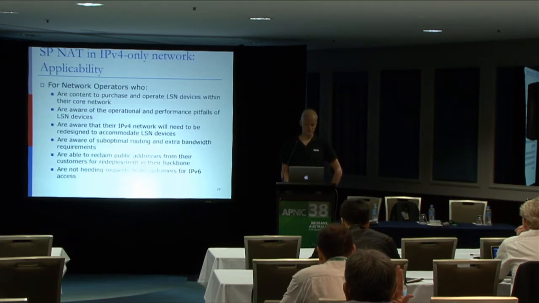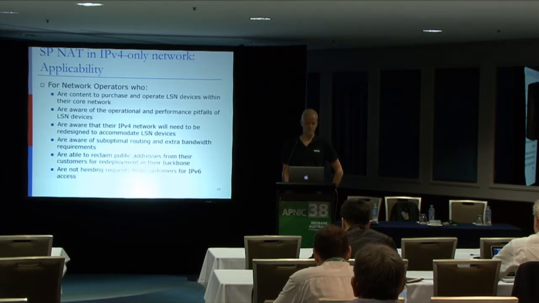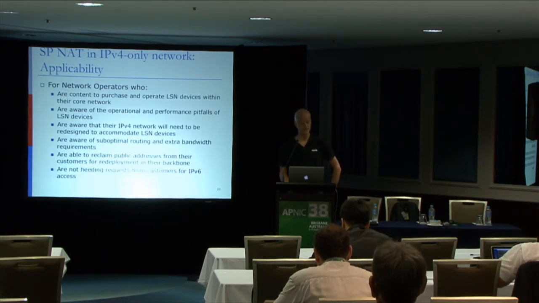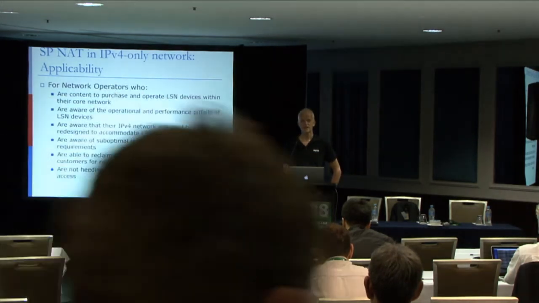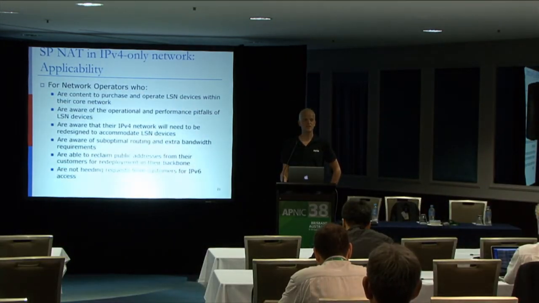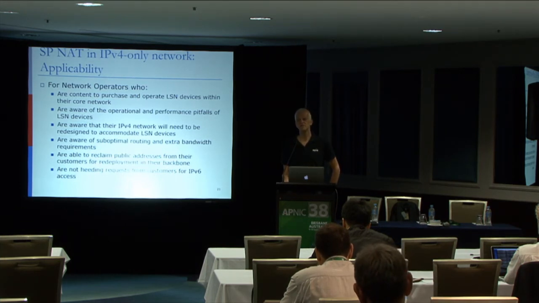So where is this useful? Operators who are content to purchase and operate large-scale NAT devices within the core network. I have talked about the operational issues, performance pitfalls. If you're doing millions of NAT translations, what's the throughput of the box? How much memory does it have? How many CPUs does it have? And so on. What happens if the box crashes, or has a problem, technical or physical or environmental? You've got a lot of customers who are immediately disconnected.